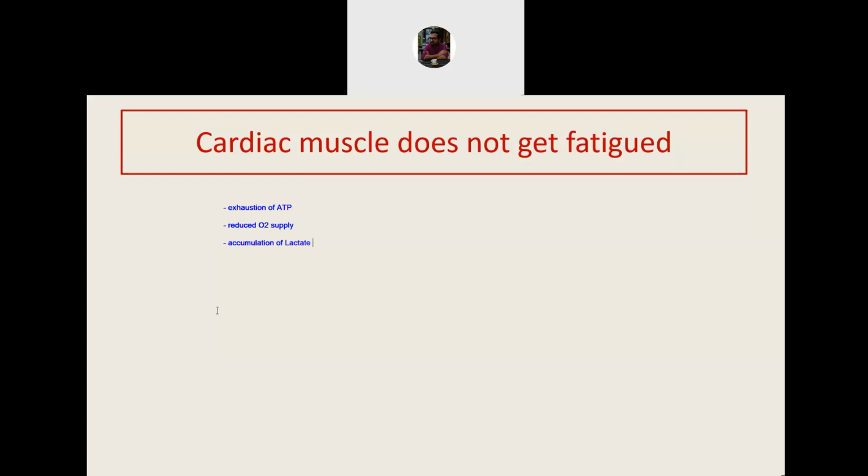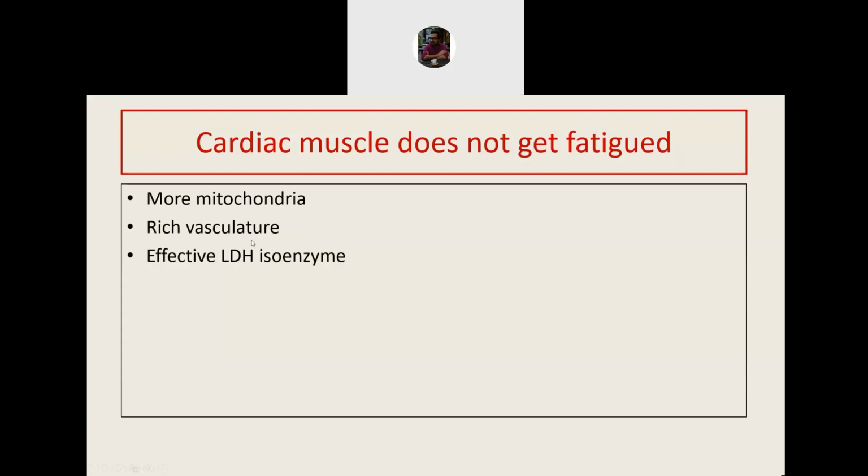Now, there are certain advantages that the cardiac tissue has, which prevent the development of fatigue. In the cardiac tissue, there is a greater number of mitochondria compared to skeletal muscle. As a result, ATP generation is not a problem for the healthy cardiac tissue. The heart has a very rich coronary vasculature, so blood supply or supply of oxygen is also not a problem.